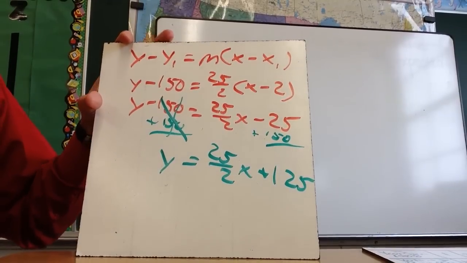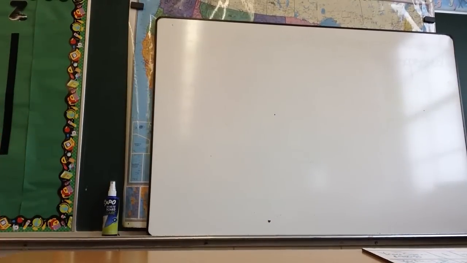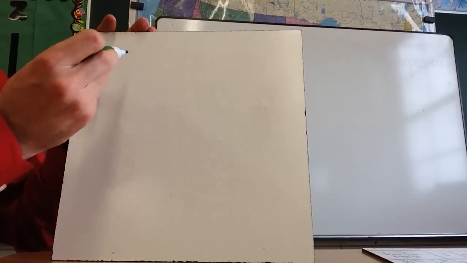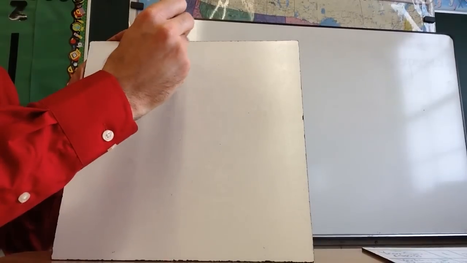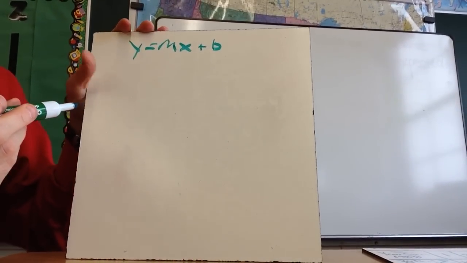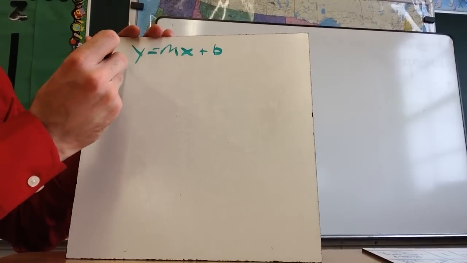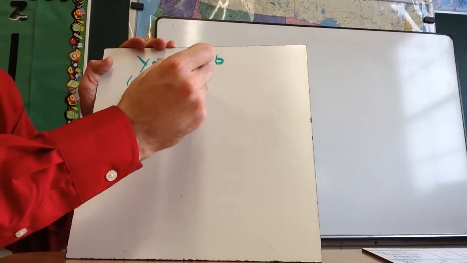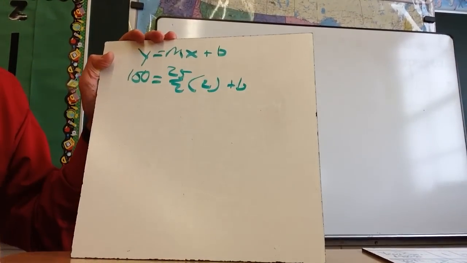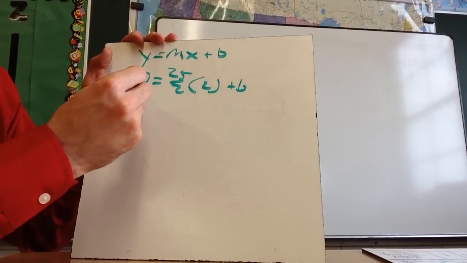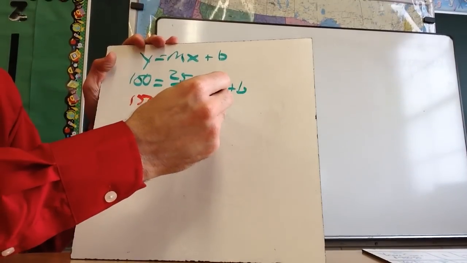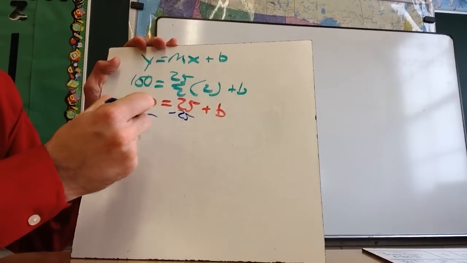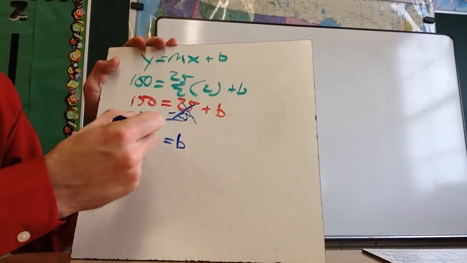Okay, now that's one way that I could solve this. The other way would be for me to take y equals mx plus b. Again, using that same point, 2 and 150, I would substitute 150 here equals 25 over 2 times 2 plus b. Okay, this is going to become 150 equals 25 plus b. Subtract 25 from both sides. And I'm left with b equals 125.